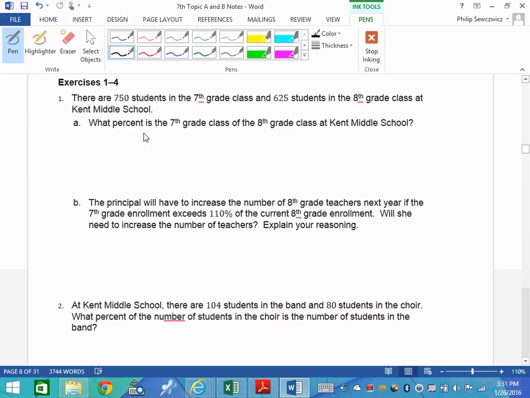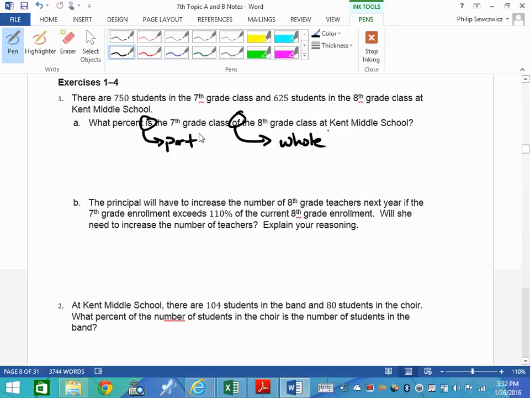So what percent is the 7th grade class of the, okay, so part of what we're looking for here is this is what your part's going to be. This is what your whole is going to be. Now let's look at why. What percent is the 7th grade class of the 8th grade class? That word of is a key indicator that that is the whole amount. The part, the key indicator is is. So that's certainly something that's going to help you out as you look at there. So what percent?